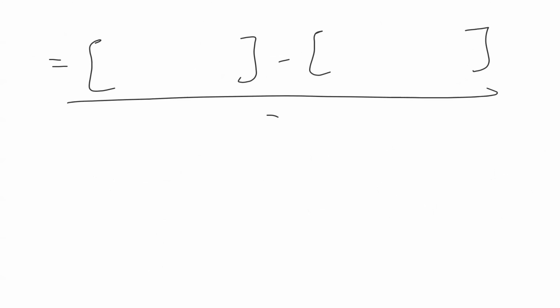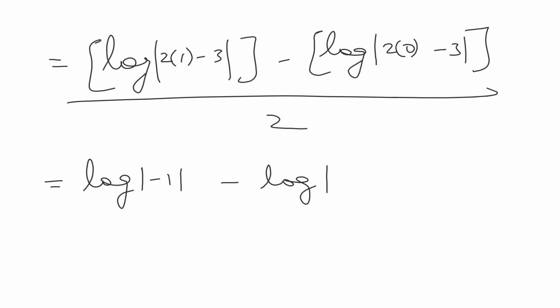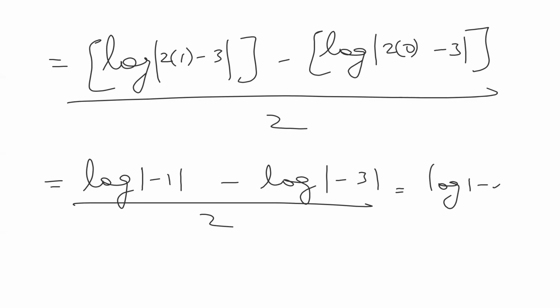So this will be box minus box upon 2, log modulus 2 into 1 minus 3, log modulus 2 into 0 minus 3. Okay. So log modulus minus 1, log modulus minus 3 upon 2. What is modulus of minus 1? It is 1. And modulus of minus 3, that is 3. Log 1 is 0. This is minus log 3 upon 2.